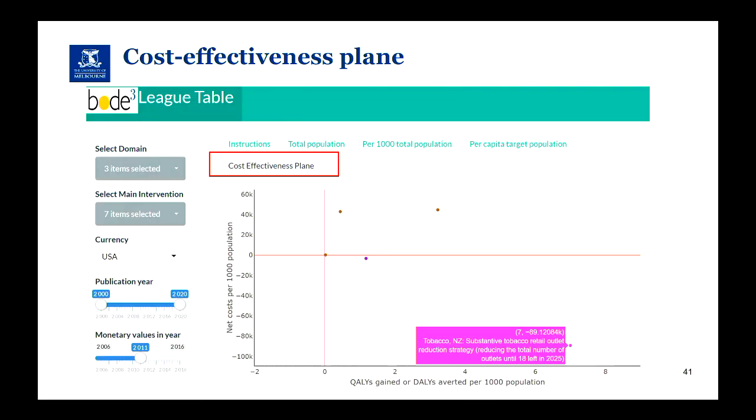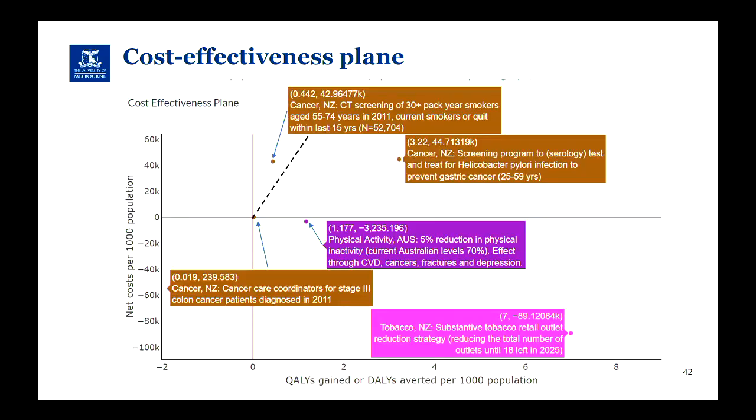So the first one showing is reducing tobacco outlets. It gets all this health gain and it saves you money because the intervention itself doesn't cost too much other than the political will. Seriously, that's the cost, but it was not in our costing, and it saves future hospitalisation. So it's down here in what we call the southeast quadrant. Boom. Health gain and cost saving. Here are the other interventions.